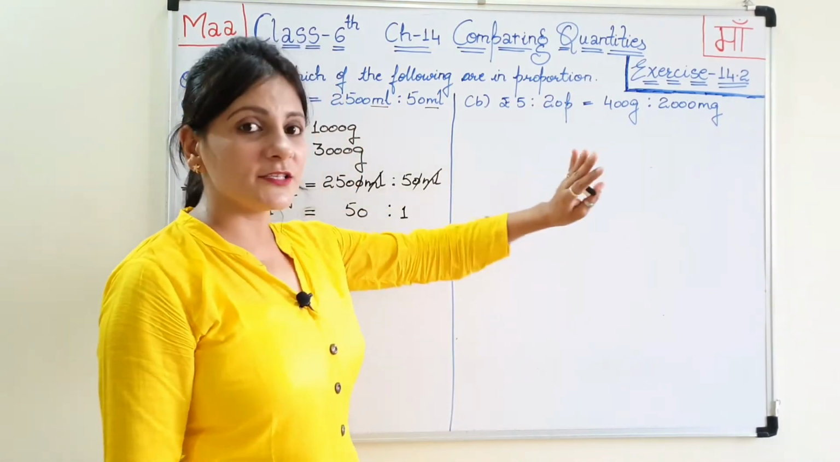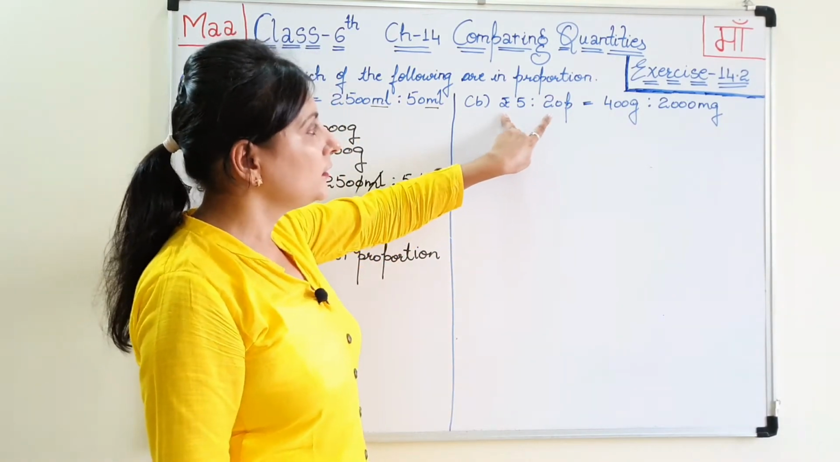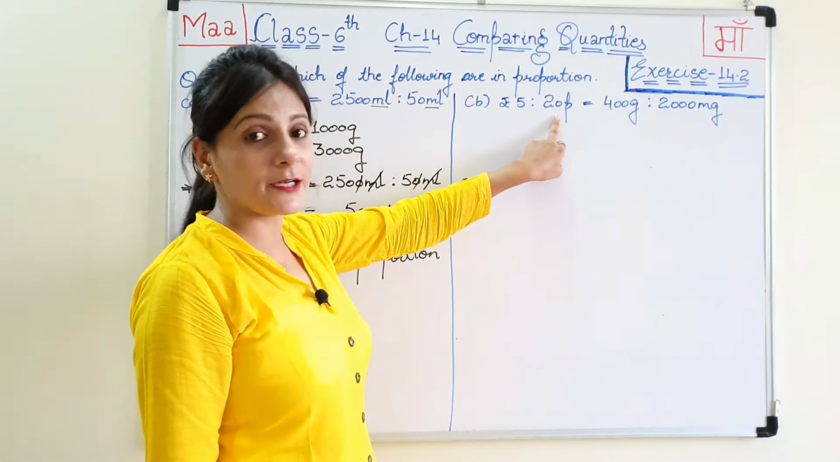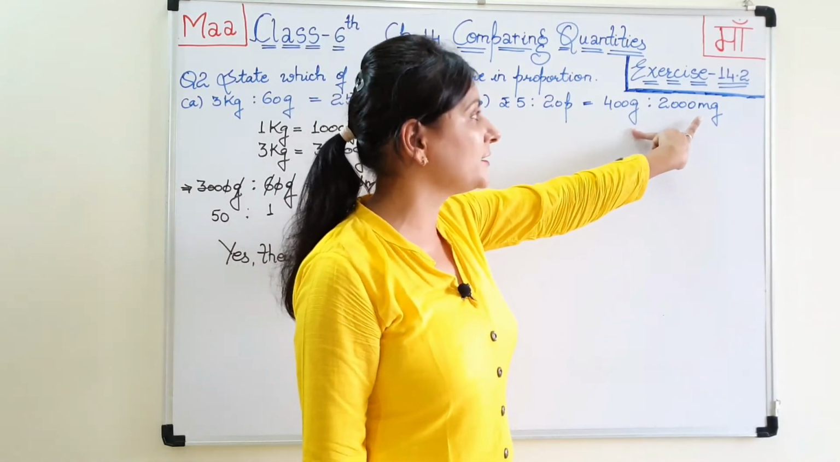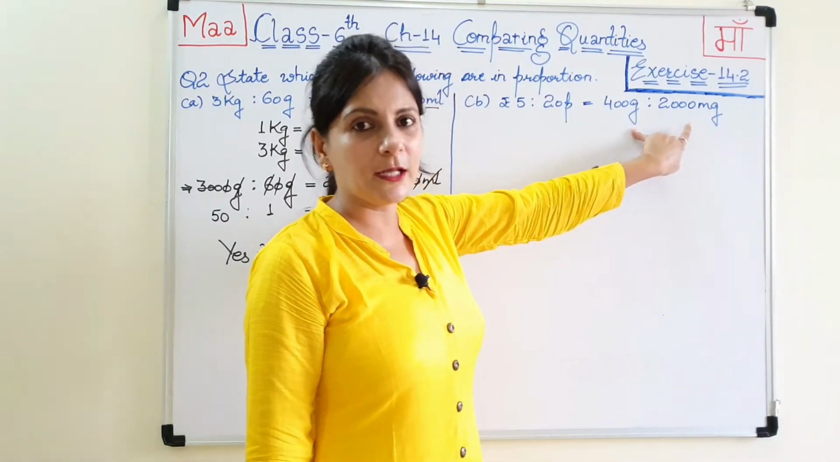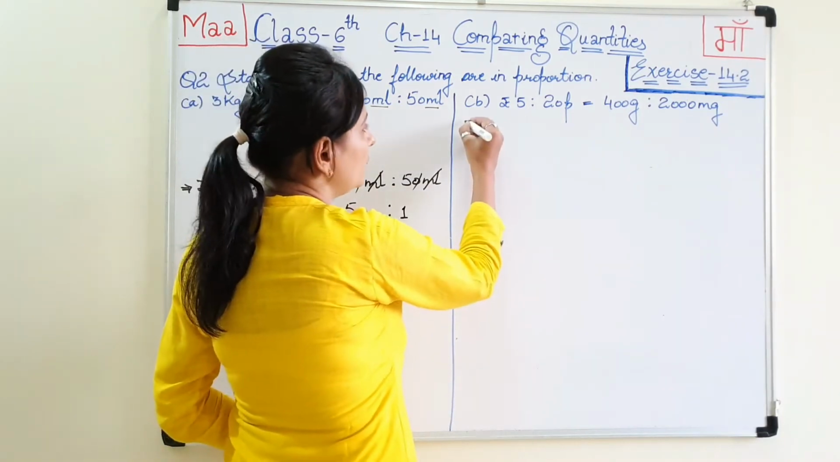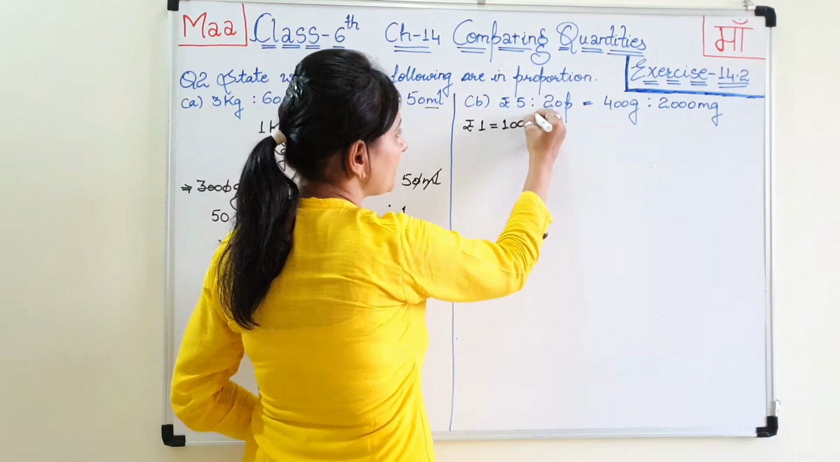First of all, just check that the units are same or not. Here you can see that towards the left hand side, here it is rupee and there it is paisa. That means different unit. And towards the right hand side, here it is gram and there it is milligram. Again the different unit. So first of all, we will make the unit similar. So here rupee 1 is equal to 100 paise.